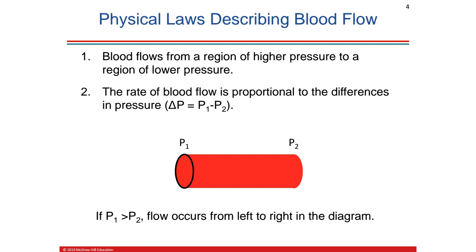In order to understand blood flow in the human body, we need to understand the basic physical laws. First of all, blood flows from a region of higher pressure to a region of lower pressure. The rate of blood flow is proportional to the differences in pressure. So for example, if we have a tube and we have a certain pressure P1 at one end and another pressure P2 at the other end, then we'll have a difference or delta P between the two ends. If we imagine that P1 is greater than P2, then we know that the flow will go in the direction from P1 towards P2.